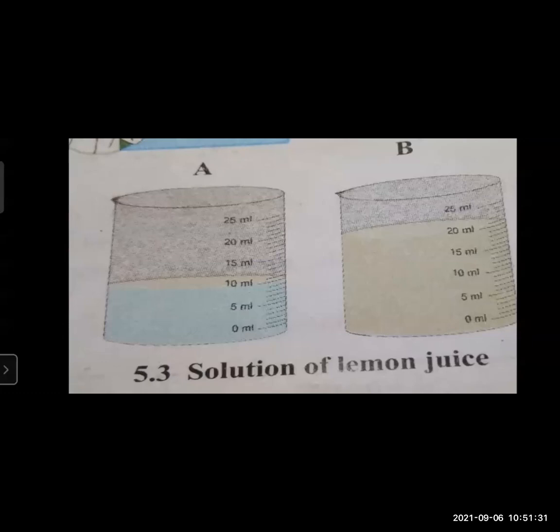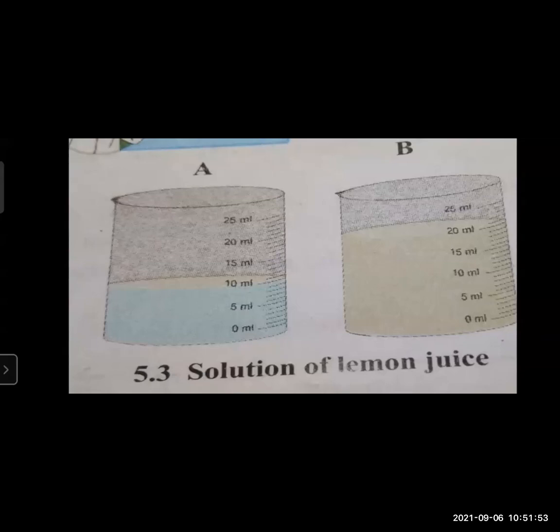Stir the solution. Stir means take a glass rod, like your stick. A stick is made up of wood, but in the laboratory, a glass rod is used. It is made up of glass, and it is a very thin one, which is used for stirring the solution. Stirring means to mix the solution.